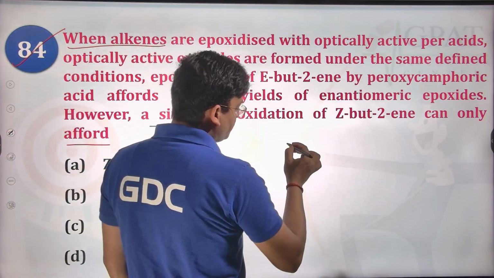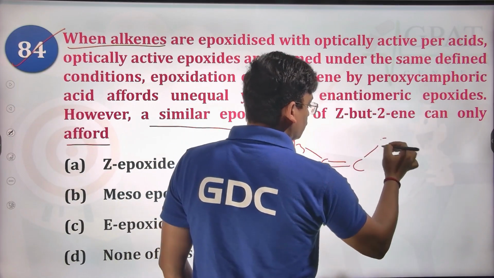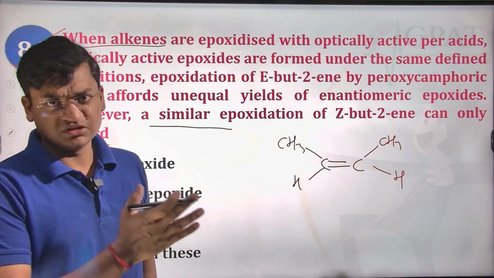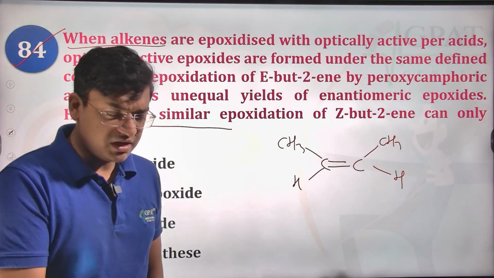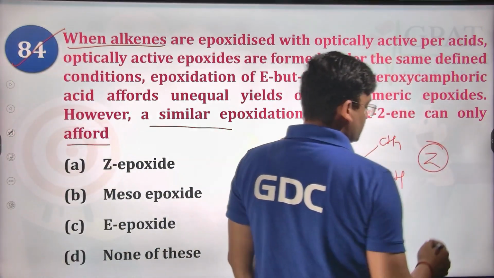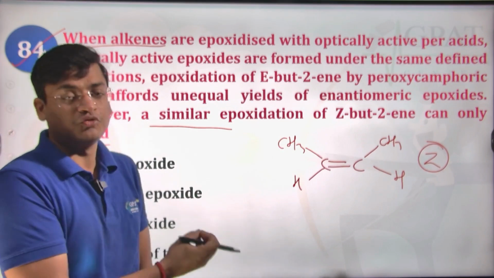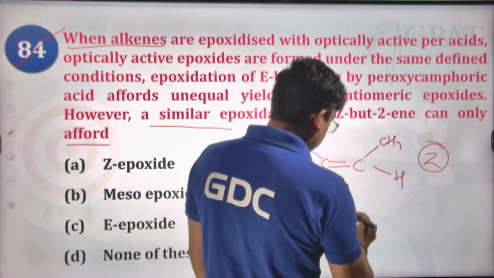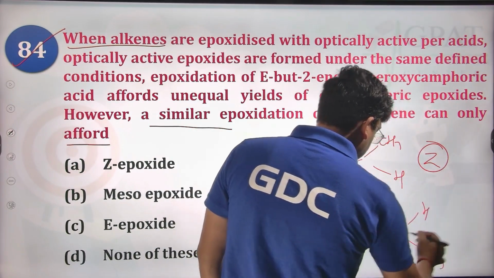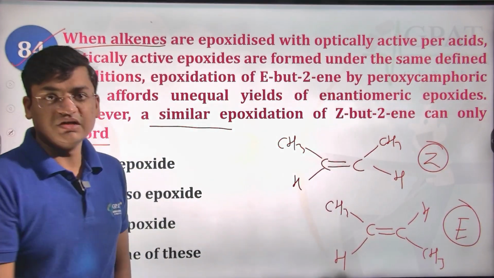But in reality, we are having this butene with both the methyl groups present on the same side and both the hydrogens present on the same side. So this can be a cis form as well as our Z form, in which both the same groups are on the same side. So this is the Z butene, and the cis version is Z, while the trans version is E-butene, having the same groups on opposite sides.